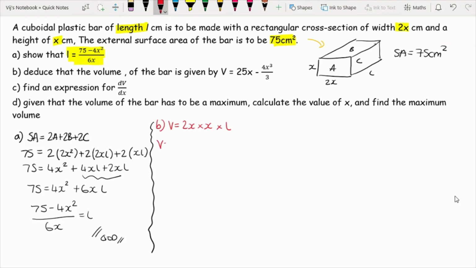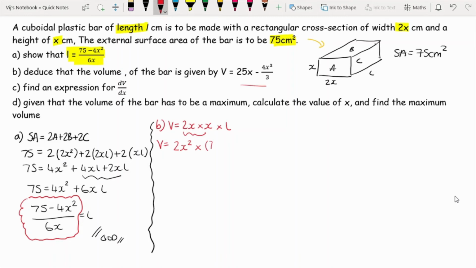Substituting that in, if I join these two things together, we've got 2x squared times L. As you can see, there's no L in the expression we want, so rather than using L, because I don't want to have 2 different variables in my formula for V, I just want 1 letter, I'm going to swap L for this expression here.